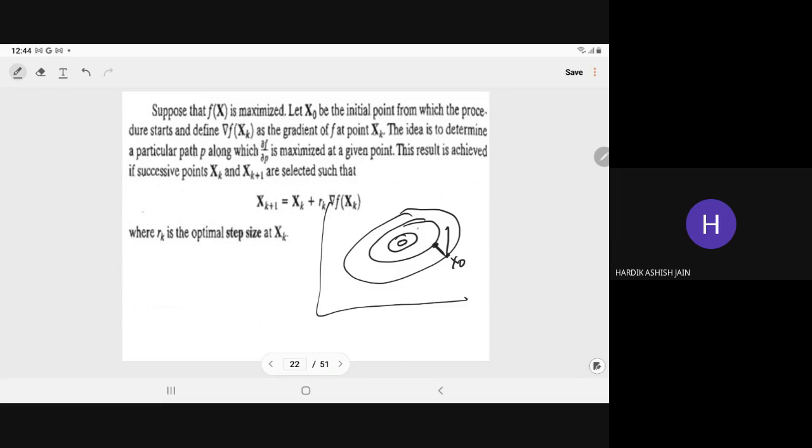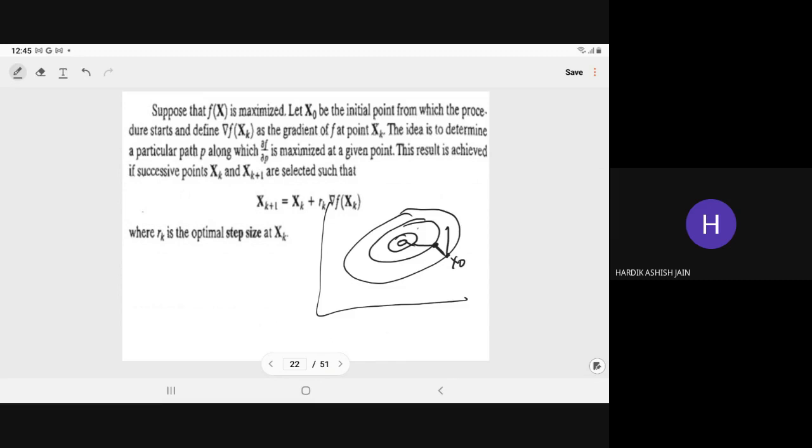At that place, again we compute the gradient. Wherever we have the maximum slope, in that direction we move, and we try to determine the optimum point. Step by step we are reducing our feasible space. So f is maximized. Let x0 be the initial point from which the process starts. Define the gradient of f at xk as the gradient of f at the point xk. The idea is to determine the particular path p along which del f by del p is maximum.